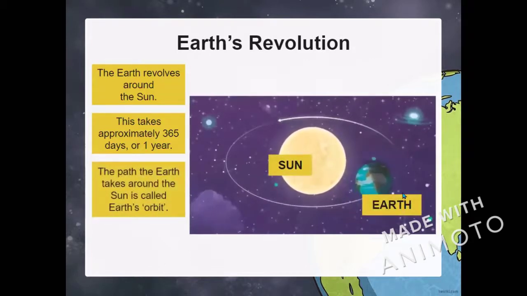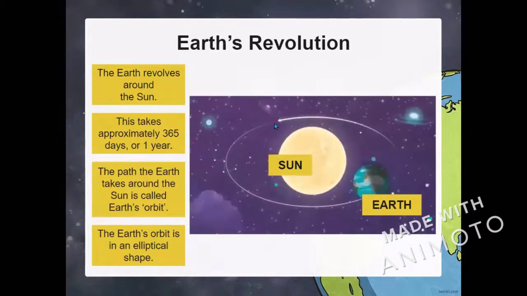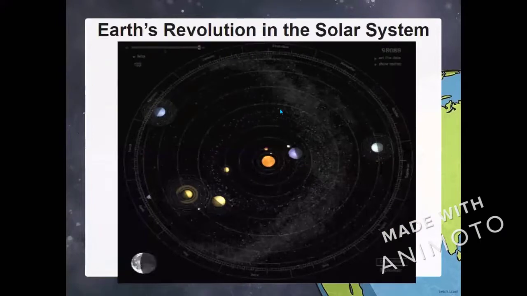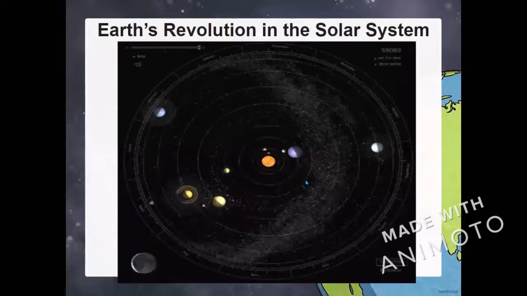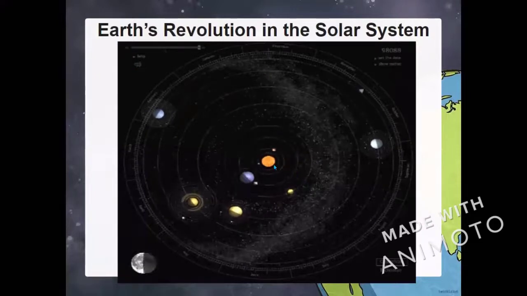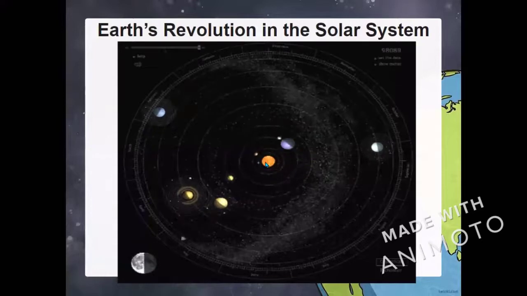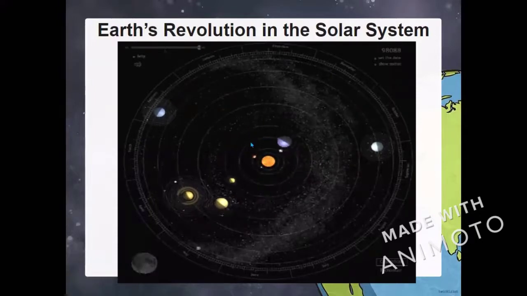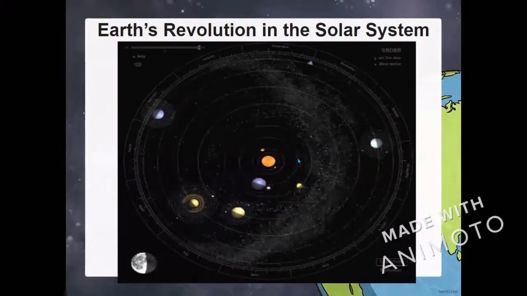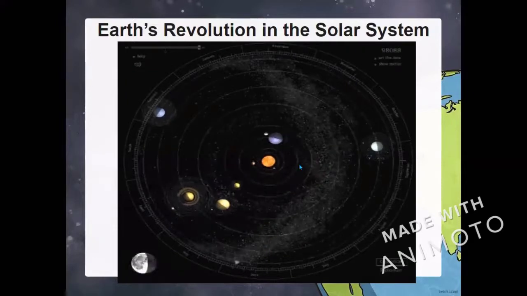Then the path the Earth takes around the sun is called orbit. And that orbit takes an elliptical shape. You can observe here, it is elliptical, the way that it revolves. Then you can observe here our planet Earth. Remember that Earth is the third planet in our solar system. So here we have Sun, right? Then Venus, then Mercury, then Earth. And Earth is coming here on its orbit, to complete a whole year.